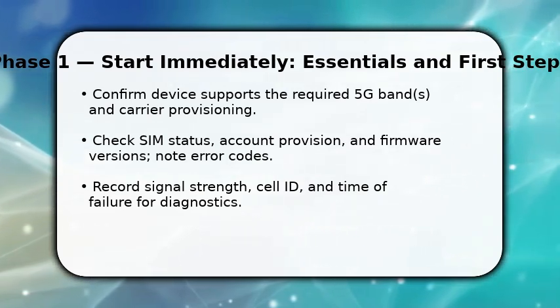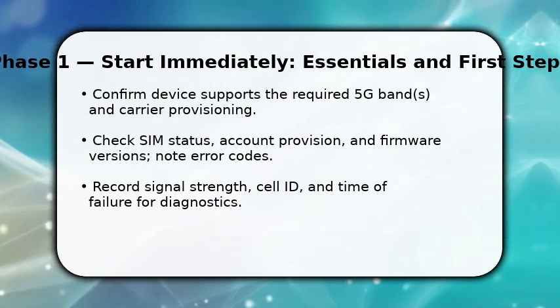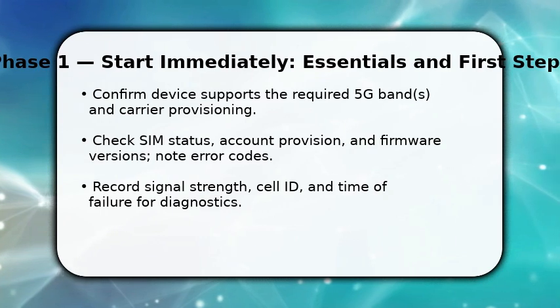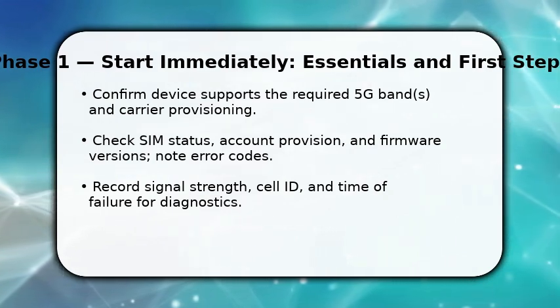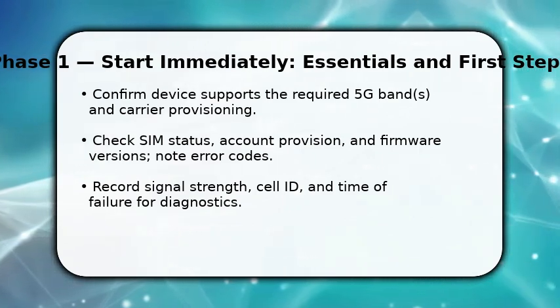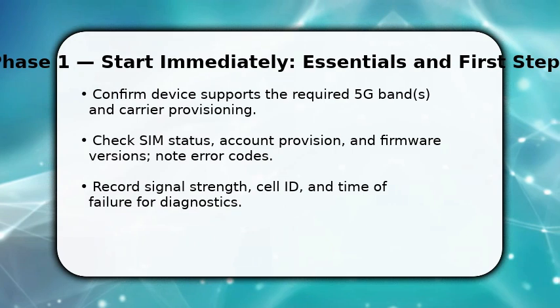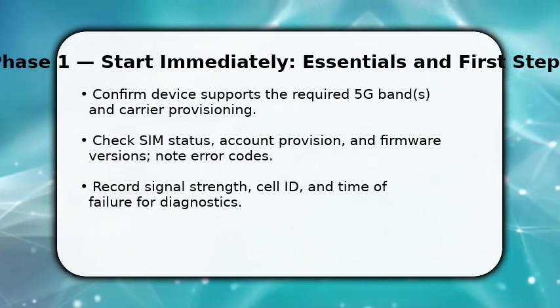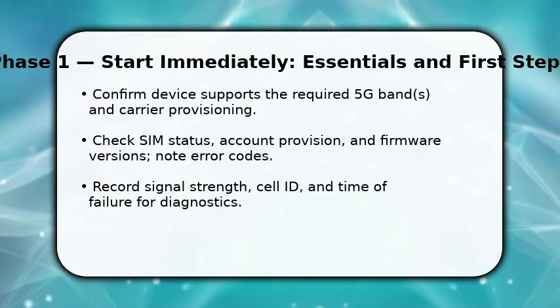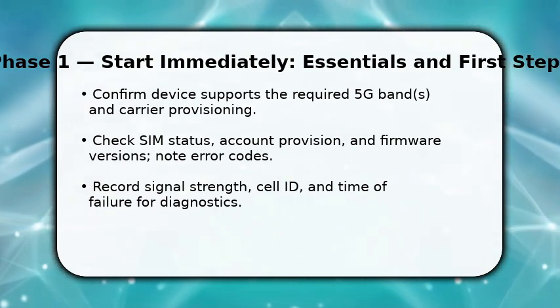You begin by verifying essentials so you avoid wasted steps. First, confirm your device supports the specific 5G band and that the carrier provisioning is active. This prevents band mismatch. Next, check the SIM and account state and note firmware and modem versions. Make sure to record signal strength, cell ID, and the exact time of the failure. These facts speed diagnosis. Once done, you'll have the baseline data needed to proceed into targeted troubleshooting.